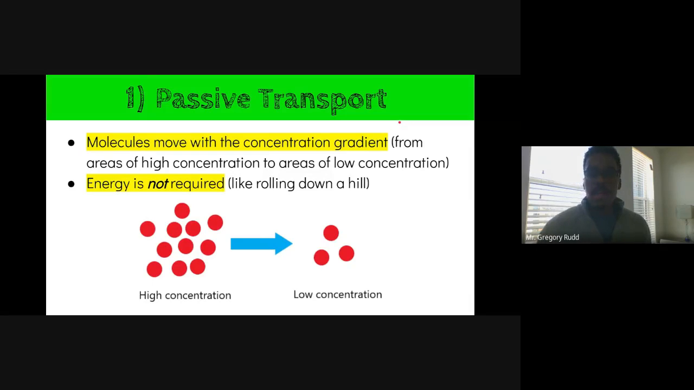Because we're moving from high to low, no energy is required. These processes can take place without the additional input of energy. Just like rolling down a hill. You could literally go to the top of a hill, and if it's steep enough, you could just lay down and you'll start to roll down that hill. No additional energy needed.